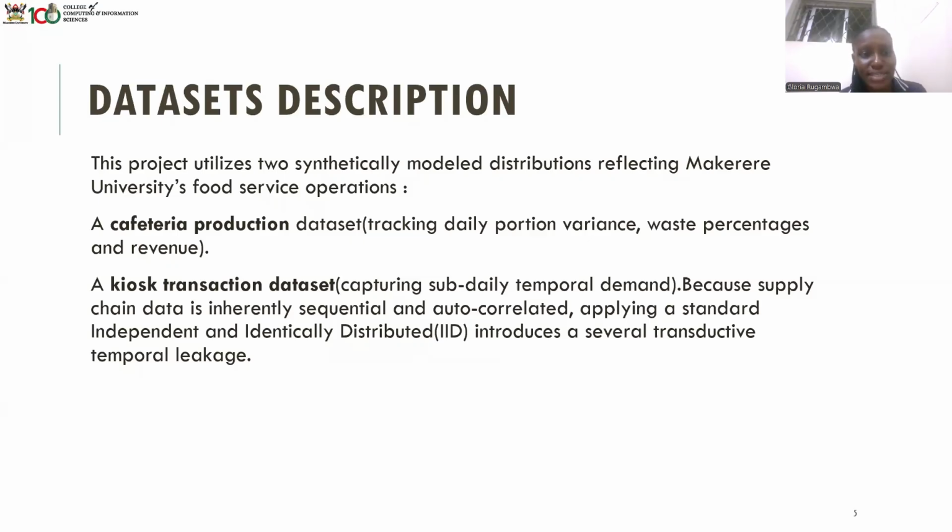We are able to see that the two data sets include a cafeteria production data set with the trucks' daily portion. And then it has columns representing the wastage percentages within the university and revenue. Then the kiosk transaction data set. It's also a data set that represents the kiosks working within the university, and it captures daily temporal demand.